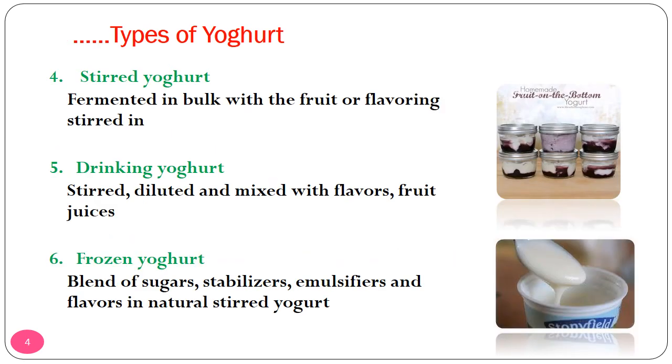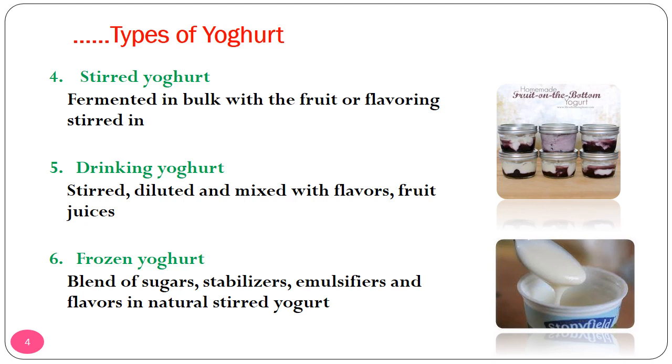In continuation about types of yogurt, there is another one called stirred yogurt. In this case, after fermentation the whole thing is mixed up and stirred. There we can also have fruit or flavoring. Then another variety is drinking yogurt. Here it is stirred and diluted and mixed with flavors or fruit juices. Nowadays it is available in small bottles as single drinking purpose.